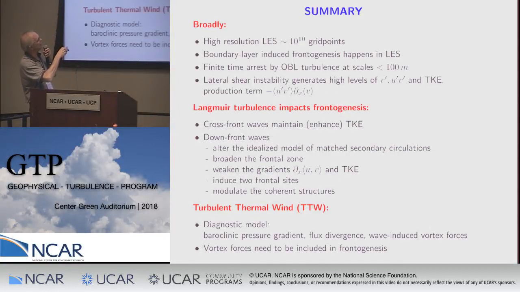So, we did high-resolution LES, 10 to the 10th grid points. We found that boundary layers can induce frontogenesis. It was very uncertain that that was actually going to happen. It's a finite-time arrest, with scales less than 100 meters. When we stare at these answers quite a bit, this production term is a horizontal flux times a gradient. Normally you think of arrest as done by something in the vertical, but here it's actually done by something in the horizontal. It's u prime v prime, horizontal, times that gradient that generates all the TKE.